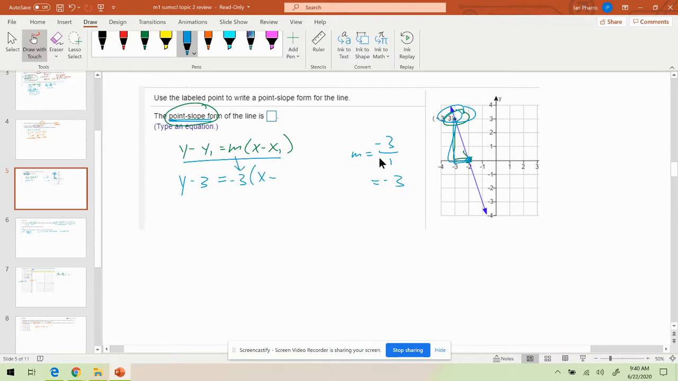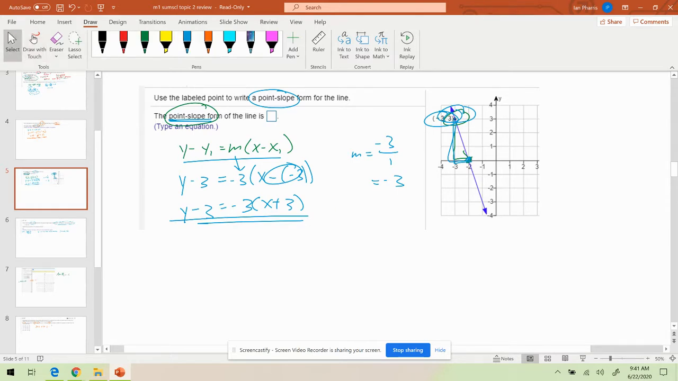And then x minus, what's our x coordinate? Negative 3. Oh my gosh, 3 is everywhere. I'm trying to do that to confuse you. Subtracting a negative, so this is negative 3 times x plus 3. And then we want us to write it in point slope form, which is right there. All right, let's go on to the next question.